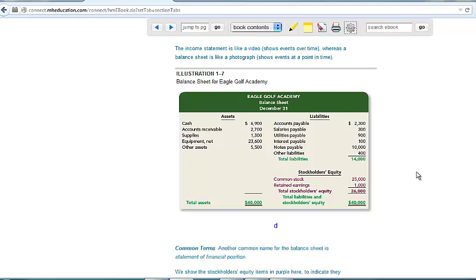On our balance sheet, we list our assets on the left-hand side of our equation, and our liabilities and stockholders' equity sections on the right. And in this case, we have assets of cash, accounts receivable, supplies, equipment, and other assets listed here. We add those up and we add up our total assets to be $40,000.